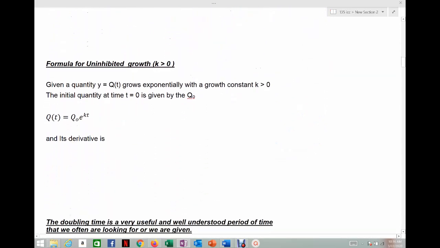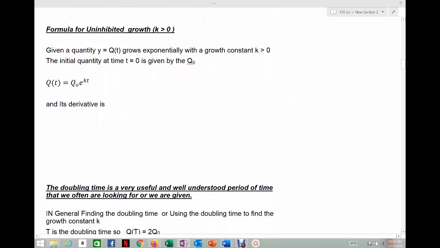All right, so just in general now, putting it all together. Given a quantity, Q just represents a quantity, a generic. Q could represent anything. It could represent amount of material, it could represent a population. Q is just some quantity that's growing exponentially. So if it's growing exponentially, that growth constant is positive. The percent is positive. The initial amount, which a lot of times in math and science we call Q naught. Q naught is what we start with, the initial amount.